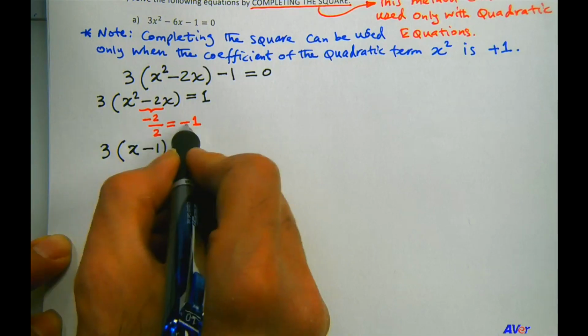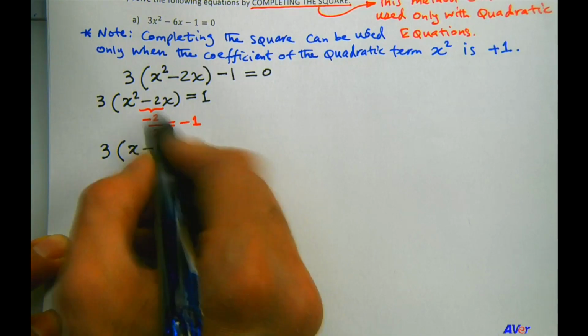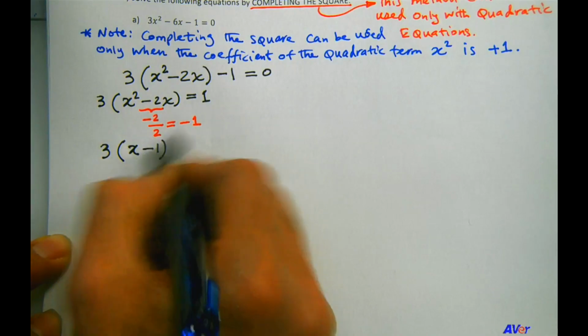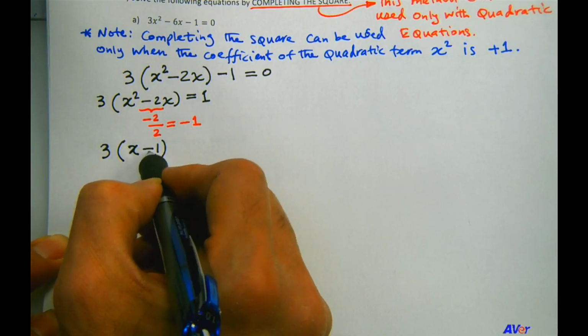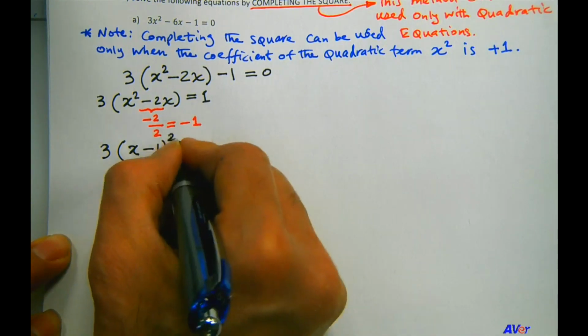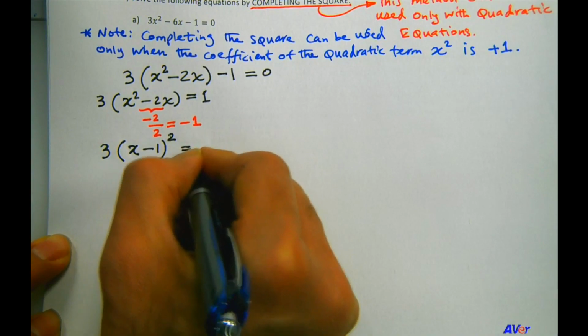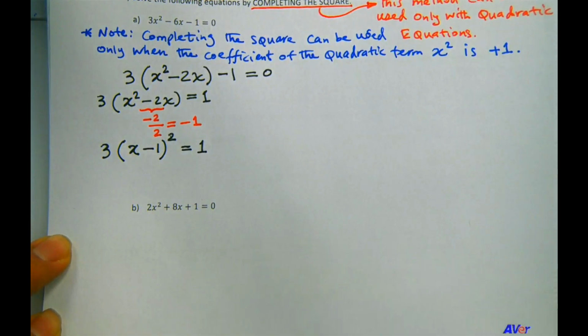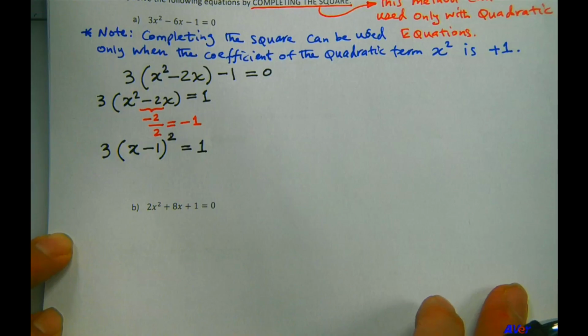x minus 1. I said whatever it is, when you divide b by 2, whatever you end up with, put it here. If it's positive 1, this would be x plus 1. If it's negative 1, minus 1. Squared equals 1. Right? So now we've solved one problem and we've created another problem. So let's see why I say that.